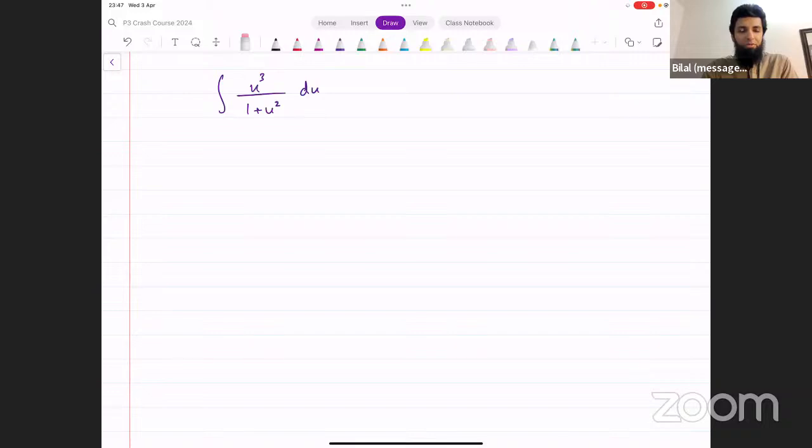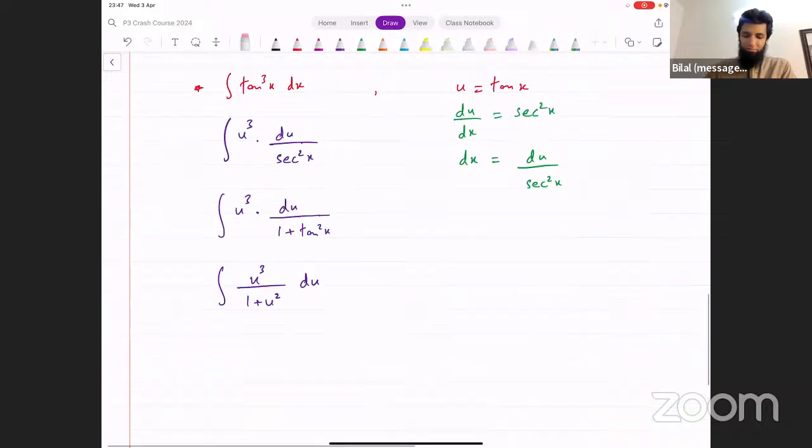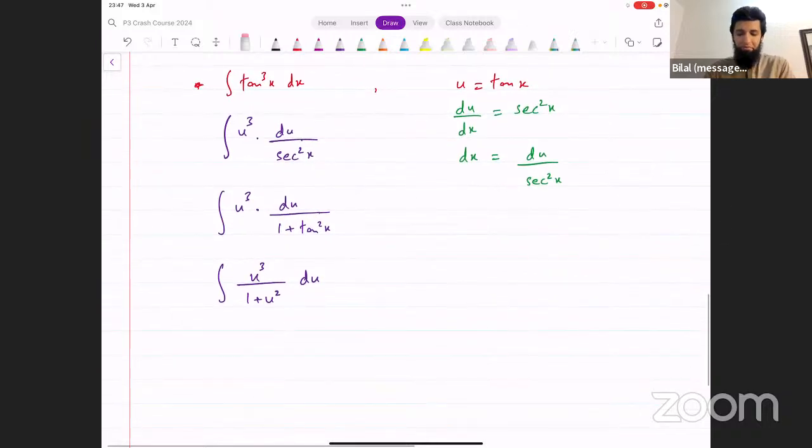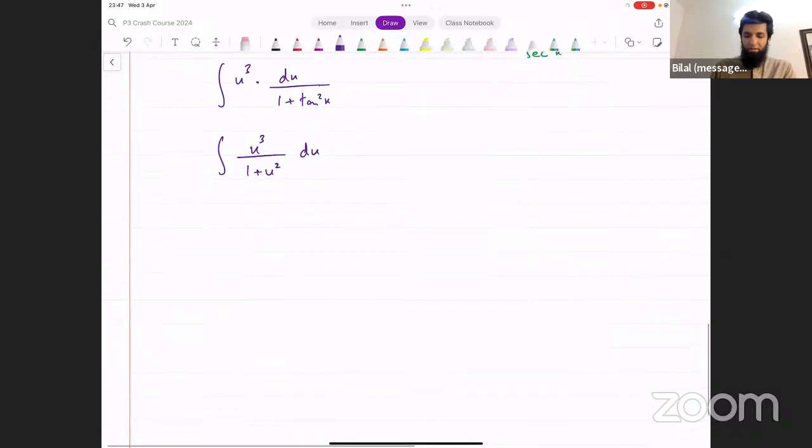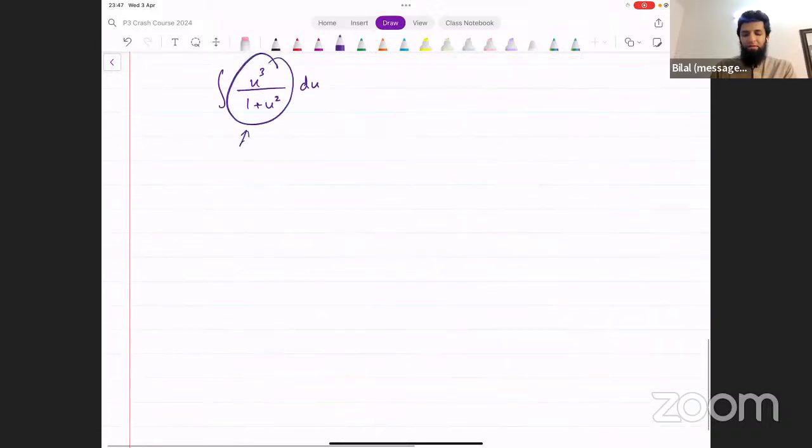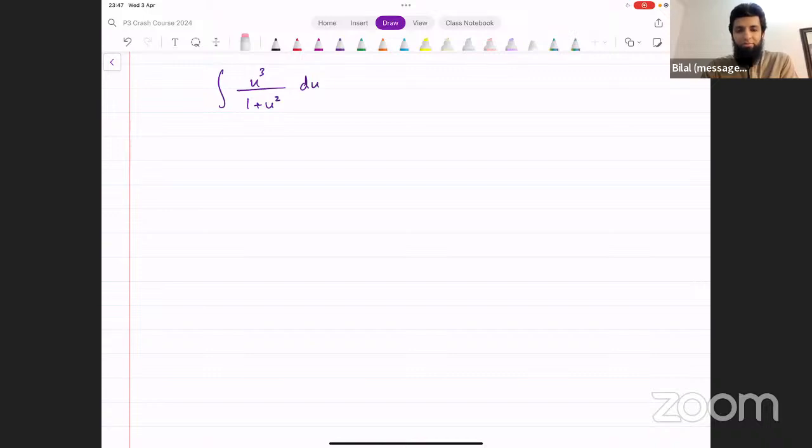What do we do now? What options do we have? Sir, we didn't substitute. We have converted everything to u now. Everything is converted. Nothing is left. Oh, okay. How do we integrate this? u cubed over 1 plus u squared. Sir, partial fractions? Partial fractions need factors in the denominator. We don't have any factors here.